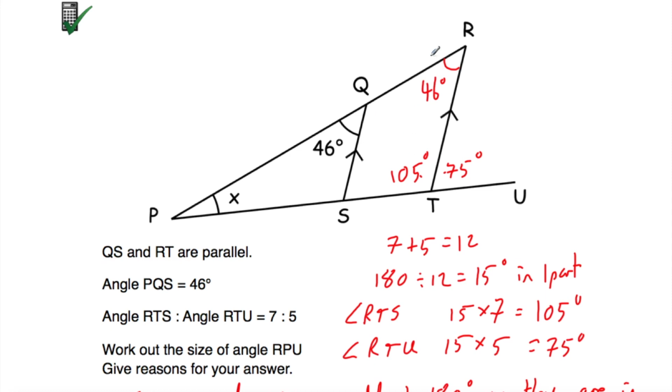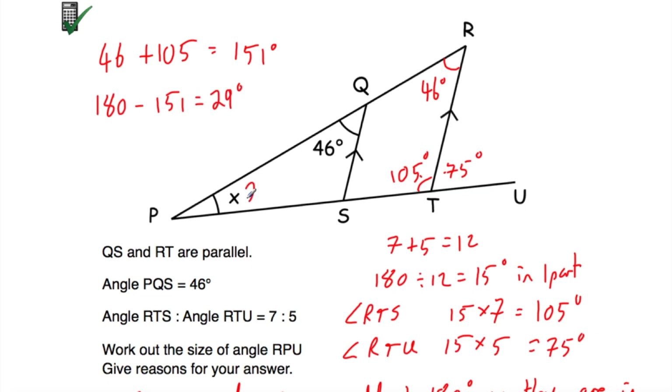Okay, so that's fantastic. We've now got this big triangle, triangle PRT, and we've got the size of two of the angles. We've got the size of this angle, the size of this angle, and we now want to find the size of that angle. So if we take our 46 degrees and we add 105 degrees, now this is a calculator question, so you could work that out on the calculator if you wanted to, or you could just add them together to get 151 degrees. So that's the size of those two angles added together. And then if we do 180 take away 151, that's equal to 29 degrees. So that means that this angle X is 29 degrees.